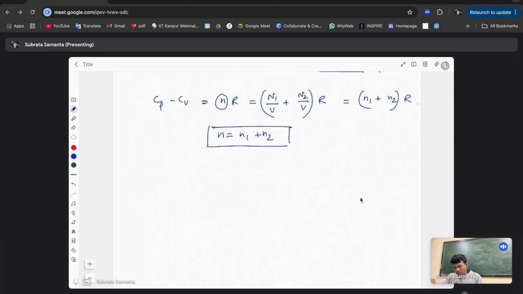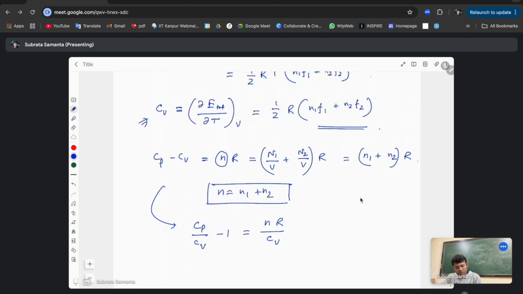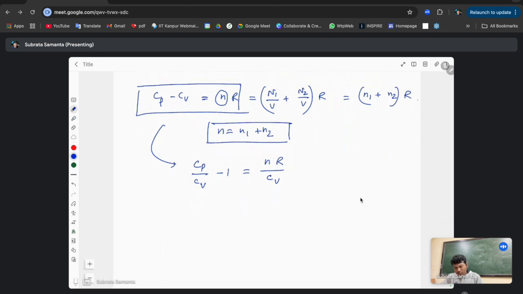Now if we divide by Cv, Cp over Cv minus 1 is basically nR over Cv. Now we know what Cv is, it is basically this. If you plug into this, gamma is the ratio of Cp over Cv.